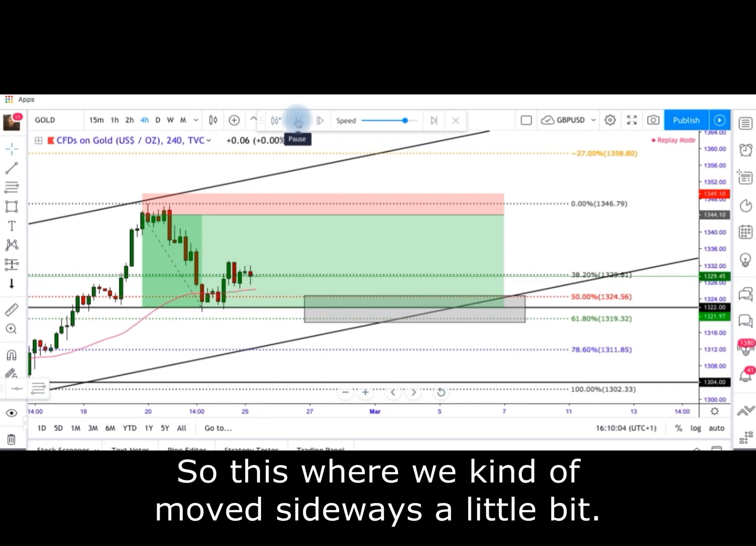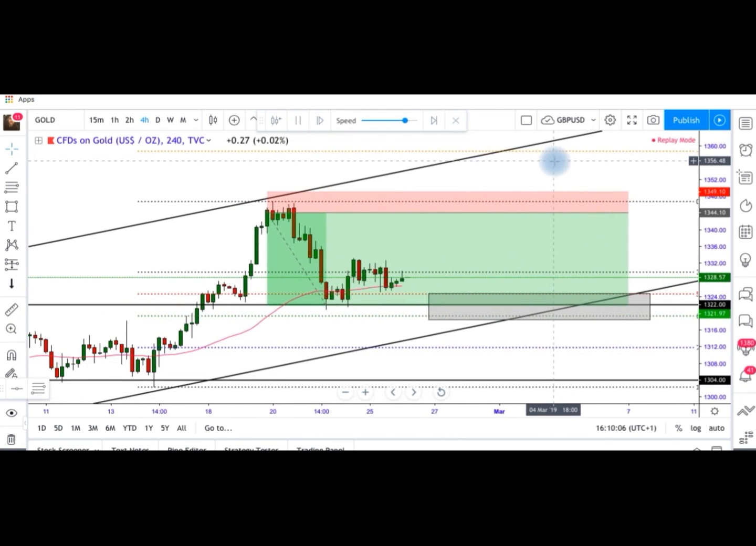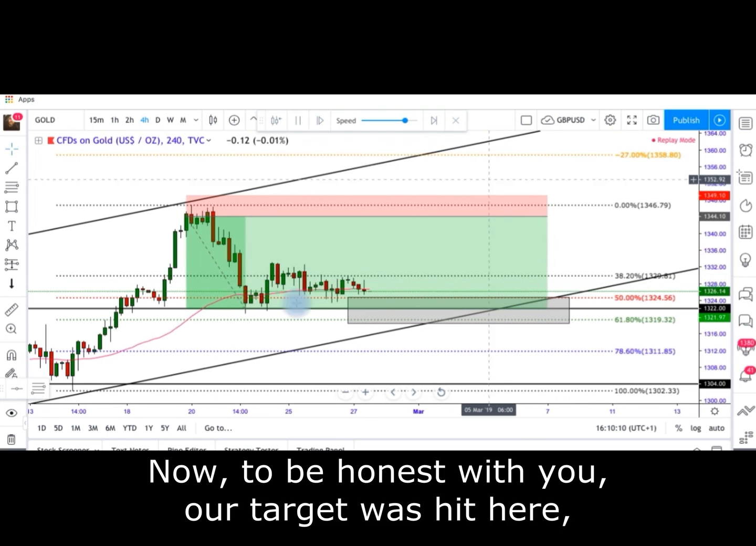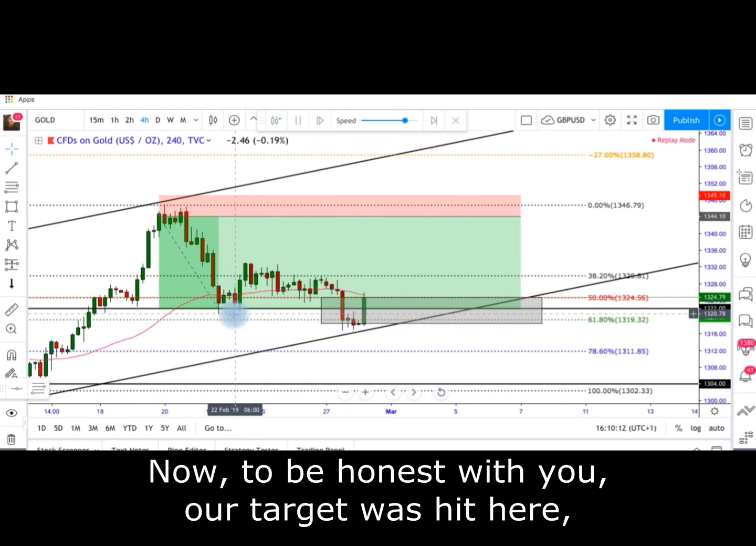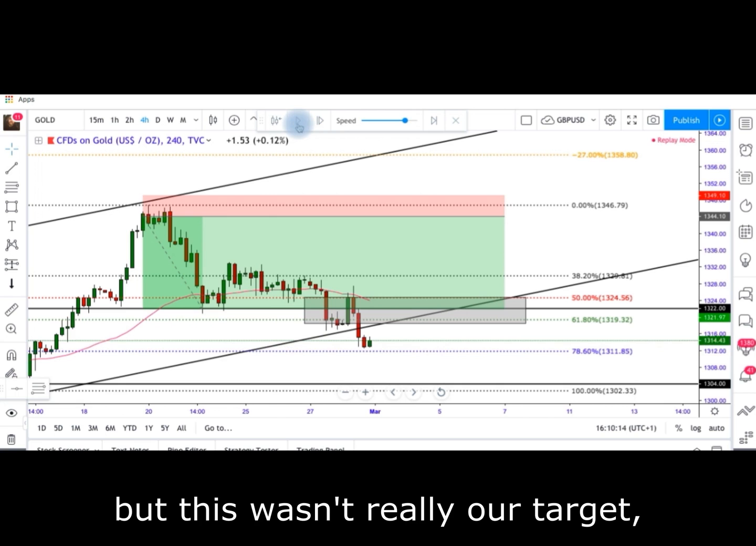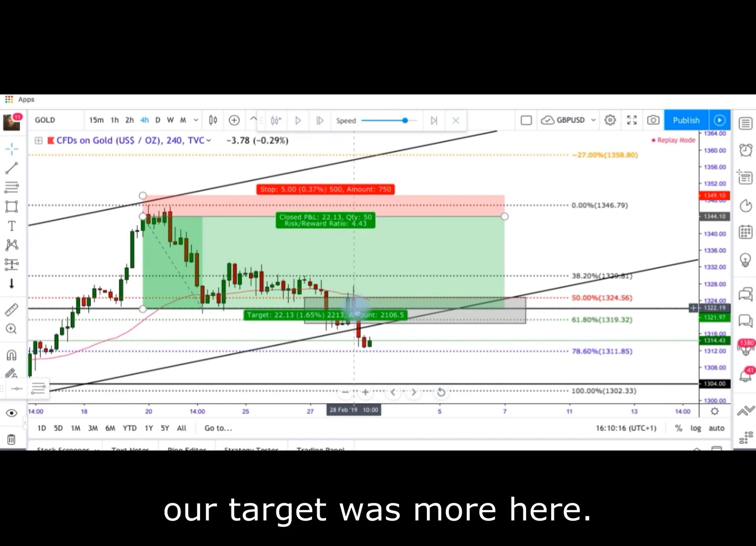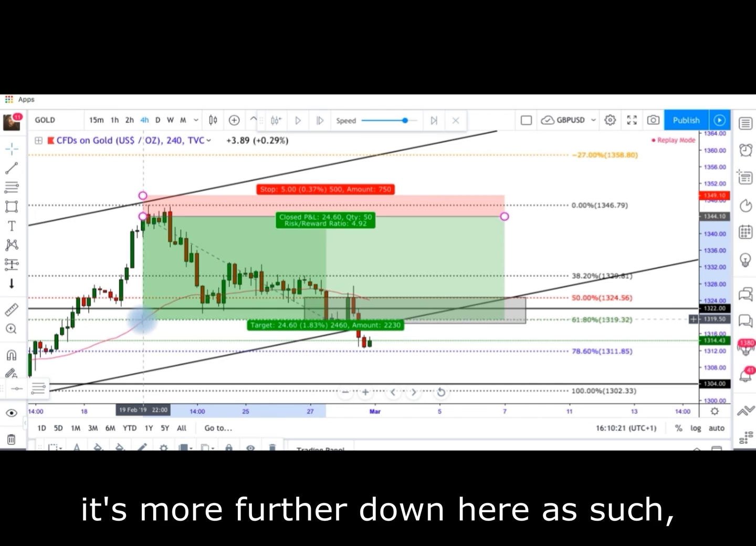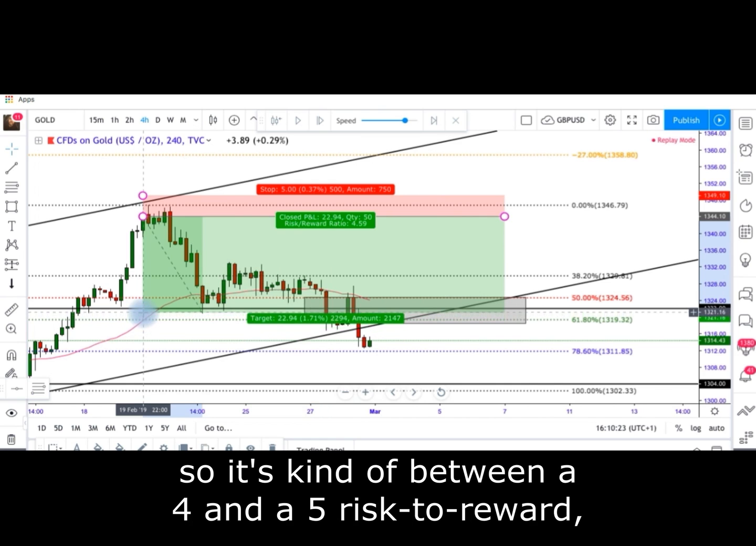So this is where we kind of moved sideways a little bit. Now, to be honest with you, our target was hit here. But this wasn't really our target. Our target was more here. Yeah, it's just a risk to reward tool. It's more further down here as such. So it's kind of between a 4 and a 5 risk to reward.